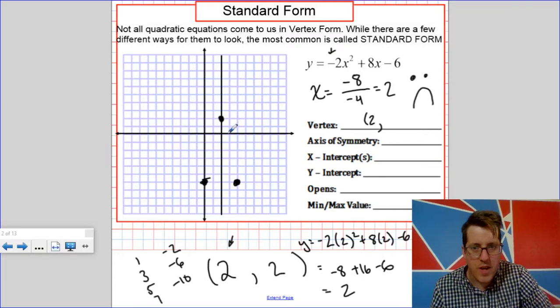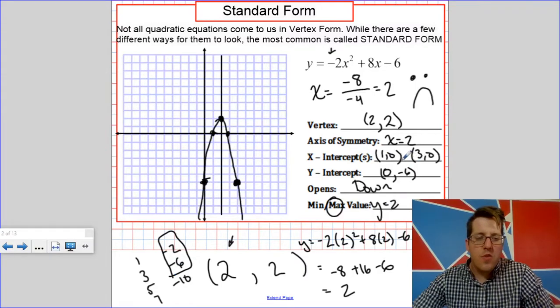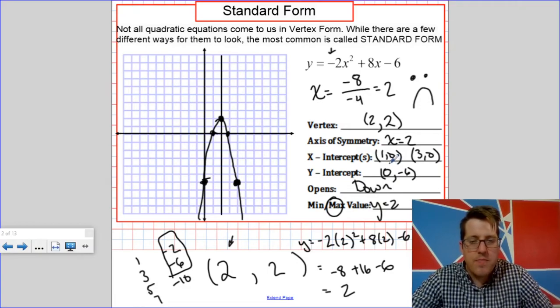Take a step over, down 2. Take a step over, down 6. Oh, that matches with what we see. So if you want to, you can reverse engineer that using these two steps. So it all comes together pretty quickly.